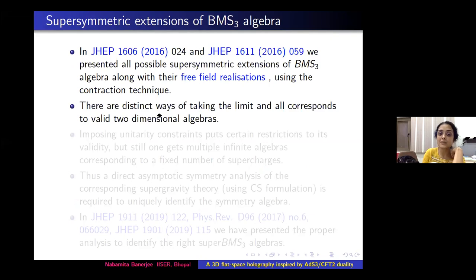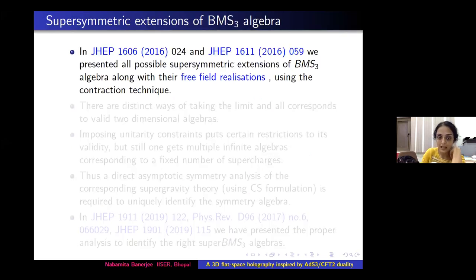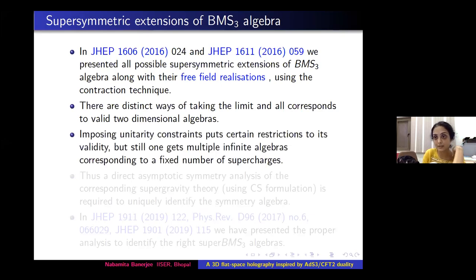But there is a point. The point is that there are many distinct ways of taking this limit. The limit that we have just taken here, right? I have multiplied by a small parameter, I have rescaled the generators in a particular way and taken a limit. This procedure you can implement in many different ways. And then of course you can demand that whatever algebra you are writing should finally satisfy your unitarity constraint. And even when you do that, you actually get multiple distinct algebras. Okay, so there are many BMS algebras in that sense, if you are constructing it just from an algebra perspective.